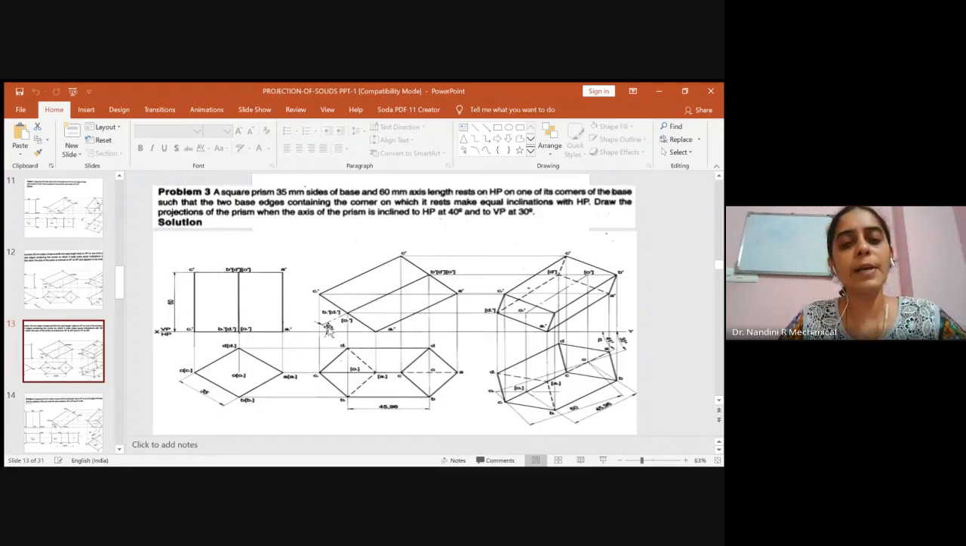And in the second step, again you take the axis for the given inclination. Always in the first stage, the axis will be assumed to be perpendicular. In the second stage, you take the inclination with respect to the inclination given to the HP. So the axis here is inclined at 40 degrees, so you will take a 40 degree line. Then you will shift the front view to this 40 degree line.